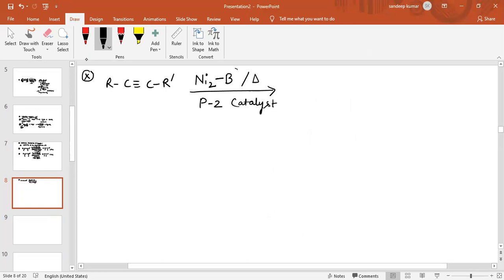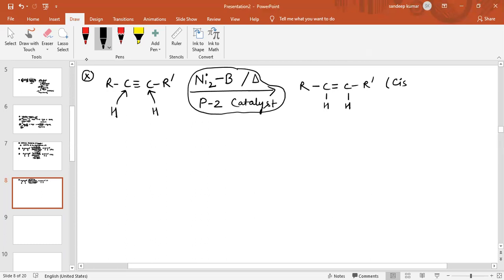Again, when we use this catalyst, there is addition of hydrogen from the same side of the plane. So the product obtained in this case will also be the cis form. It means it also follows syn addition. So P2 catalyst, dinickel boron, also follows syn addition. Now it is clear to all of you.